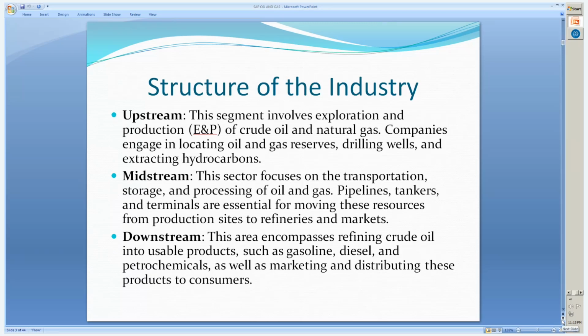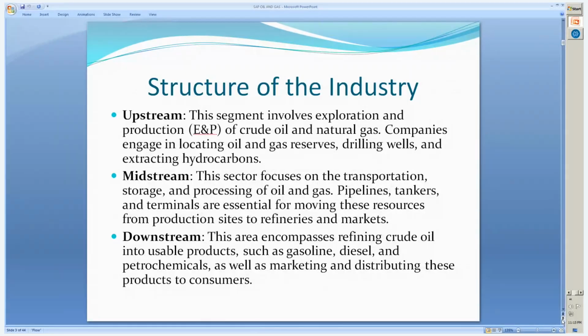Let's try to understand the scope of each individual component in oil and gas. First, the upstream part of the oil and gas industry. Here we talk about exploration and production. It's a production activity, but you first need to explore the source of the crude oil and natural gas. There are companies involved worldwide in various specific locations who continuously try to explore the sources of crude oil, and they set up drilling wells, thereby extracting the hydrocarbons in the form of crude oil.